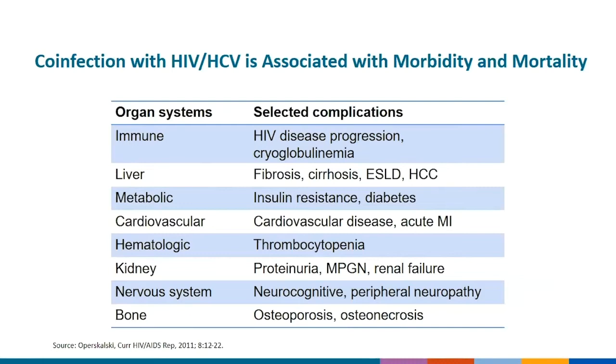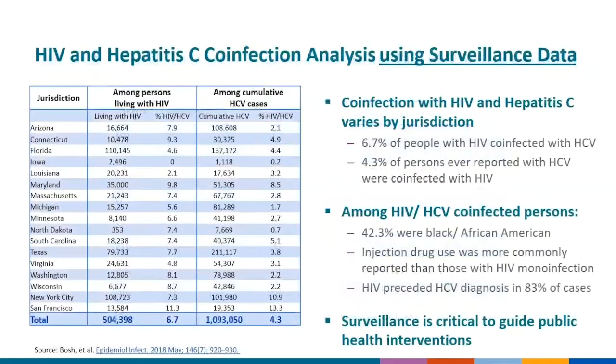Next. The table on this slide illustrates HIV and Hep C co-infection rates by select jurisdictions. Co-infection with HIV and Hep C varies by jurisdiction. In the middle column, you can see on average about 7% of the people with HIV were co-infected with Hep C. The column on the right begins with people ever reported with Hep C and notes that approximately 4% were co-infected with HIV. Among co-infected individuals, not shown on this slide, almost half were Black or African American.